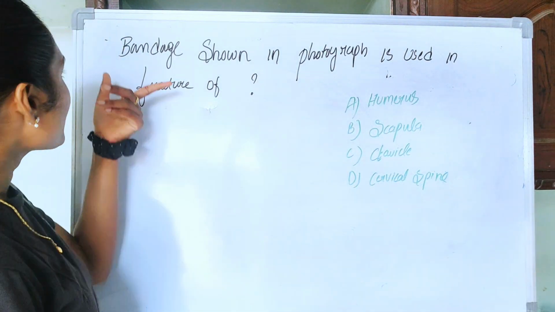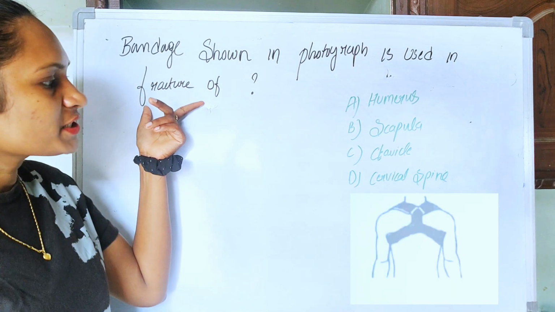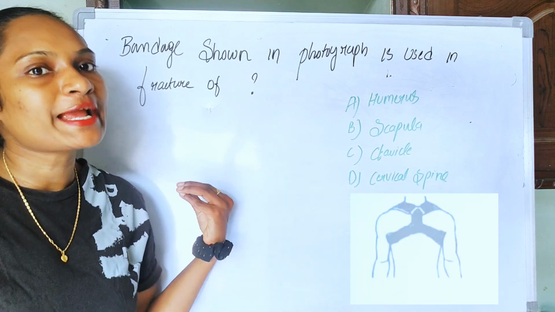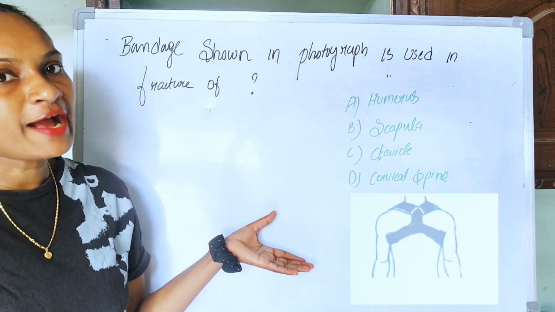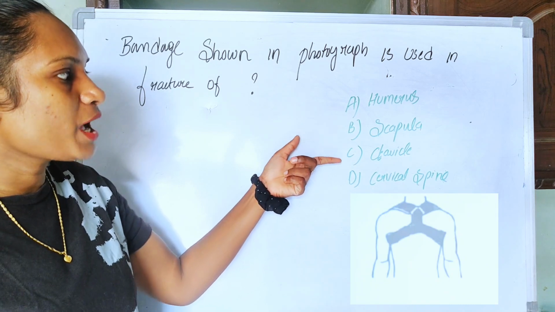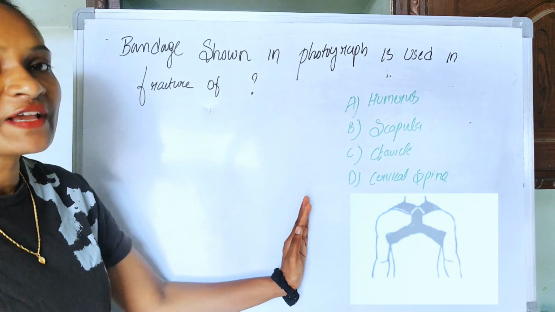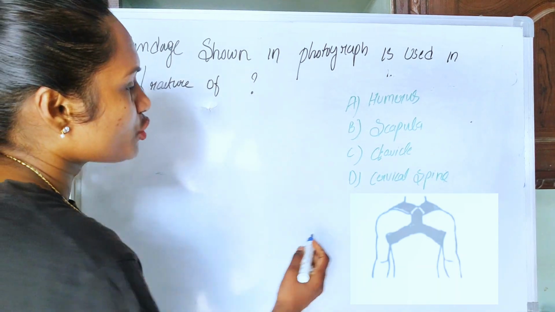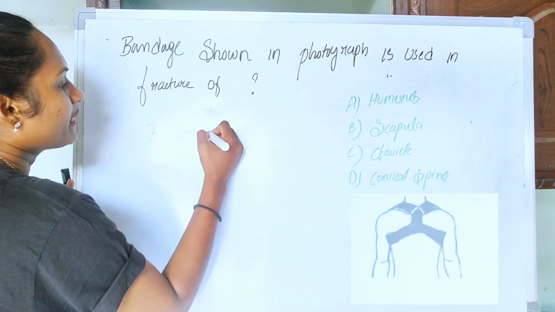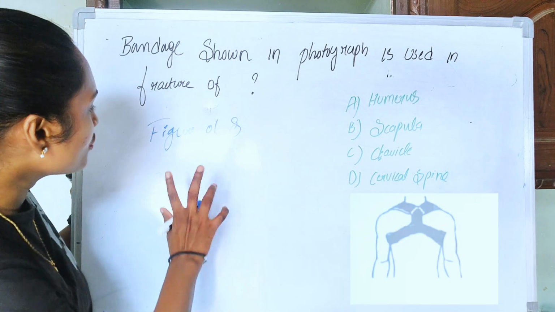So the next question is, the bandage shown in the photograph is used in the fracture of which bone? We need to identify what kind of bandage it is and where we have to use this kind of bandage. Option A humerus, option B scapula, option C clavicle, option D cervical spine. So this is a figure of 8. Whatever is shown in the photograph, that is a figure of 8.